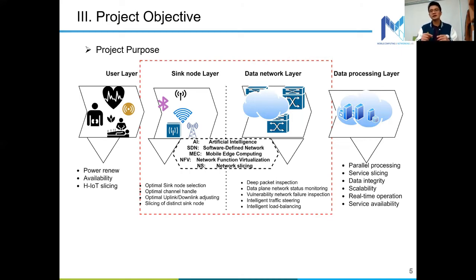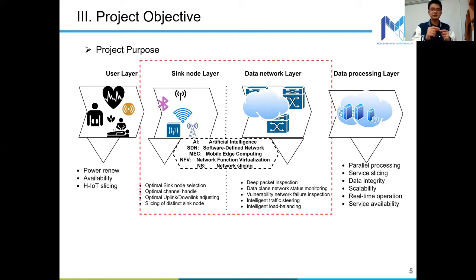We have different status conditions and resource status, and to prevent the failure of the signal gateway, it has to be sliced differently, and we perform optimal selection and adjust the traffic according to its status. At the data network layer, it is very important to perform deep packet inspection, because we have to provide effective handling based on the different packet status.